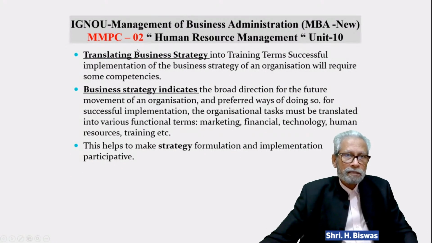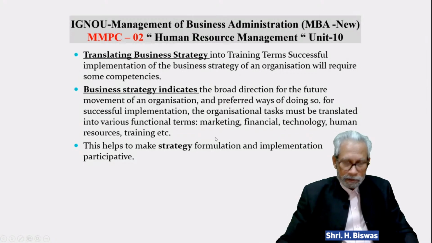Another thing is translating the business strategy so that training is successfully implemented. There are two ways: translating the business strategy and the business strategy into indicators. This helps with strategy formulation. Both things you have to keep in mind. The training is for your purposes.